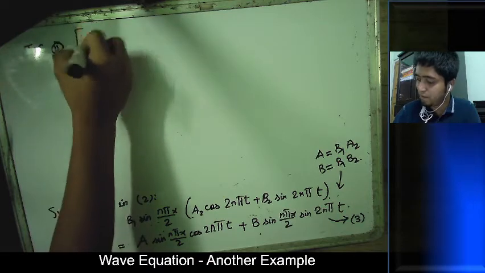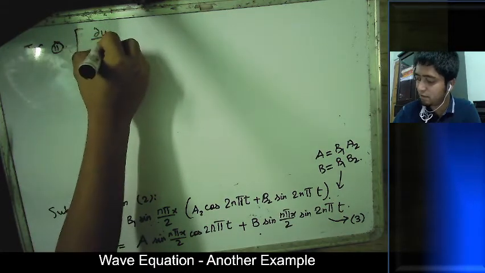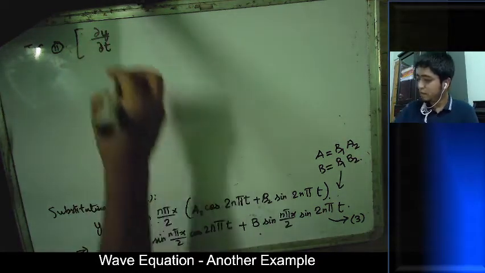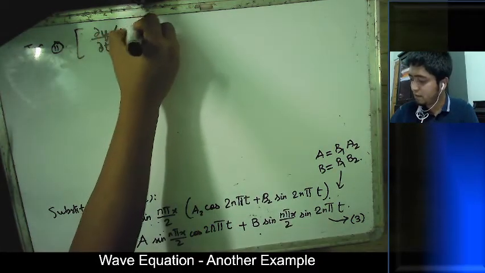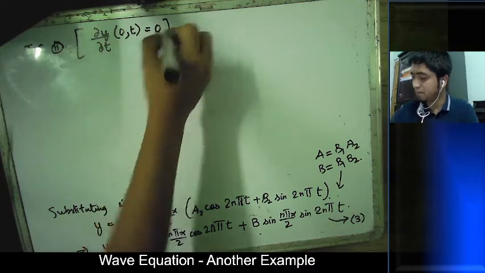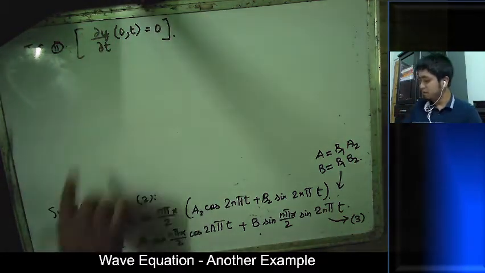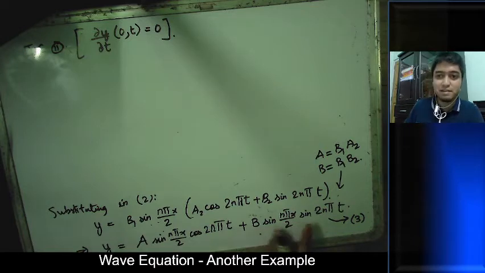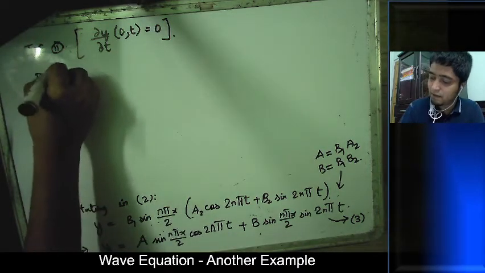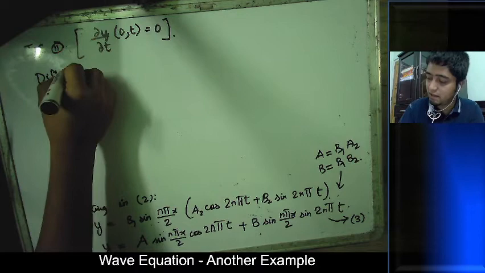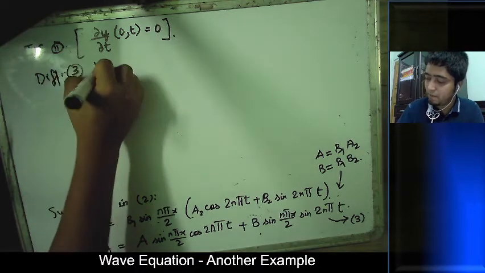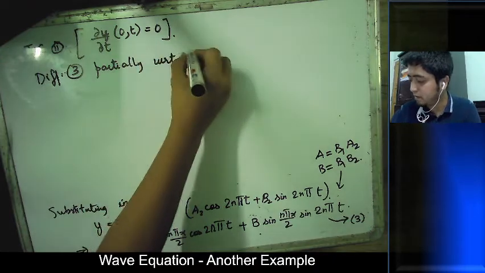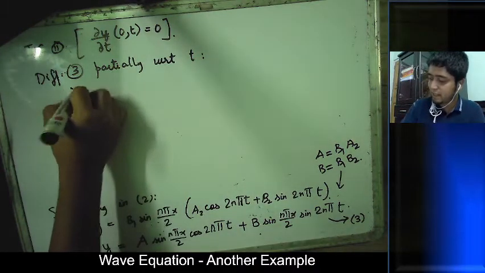If you remember, the initial condition was del y del t at 0, t is equal to 0. So when x is 0, but we actually need to differentiate equation 3. Differentiating 3 partially with respect to t, you will be getting del y del t.